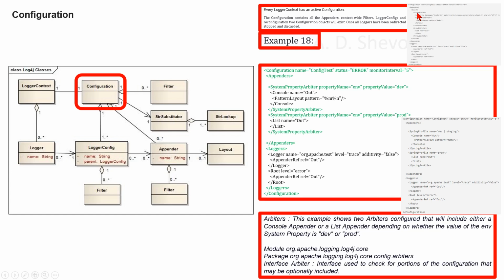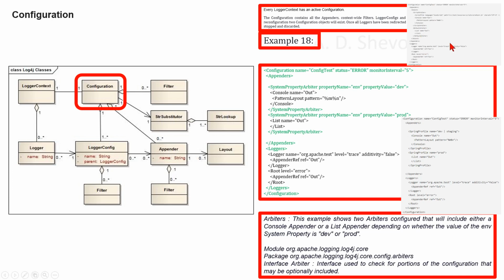If no arbiter returns true, the default arbiter may be configured with the default configuration element. The default arbiter is an arbiter that always returns true, so using it outside of the select would result in its configured element always being included, just as if it hadn't been present. This example shows an arbiter that uses a script, read in a separate file, to determine whether to include the console appender. If the result is false, then the list appender will be included.